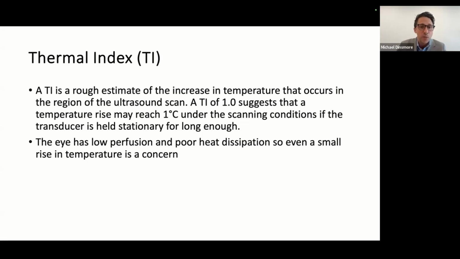Okay, so the eye has low perfusion and poor heat dissipation, so even a small rise in this temperature is a concern. However, just to reiterate, this is all theoretical. There actually hasn't been any case studies of causing damage from this. Okay, so it's a very safe technique, but again, just keep this in the back of your mind.